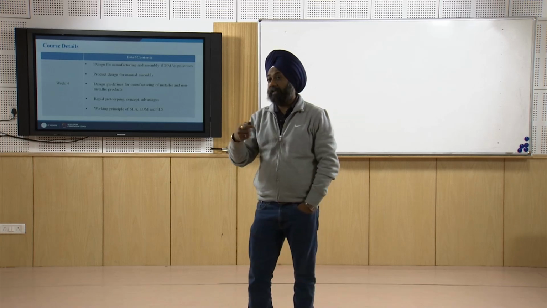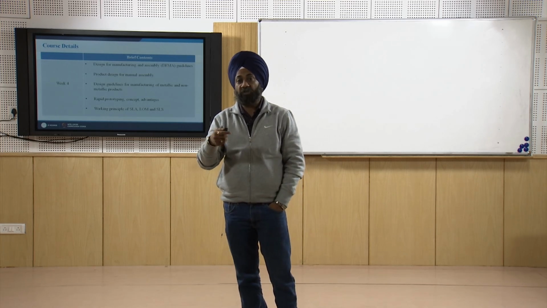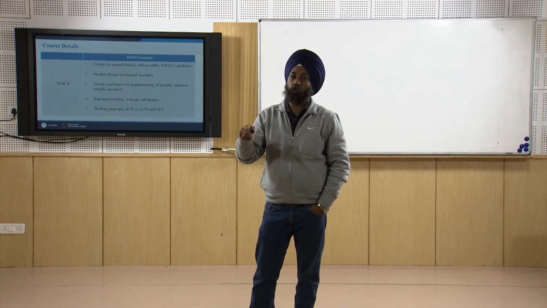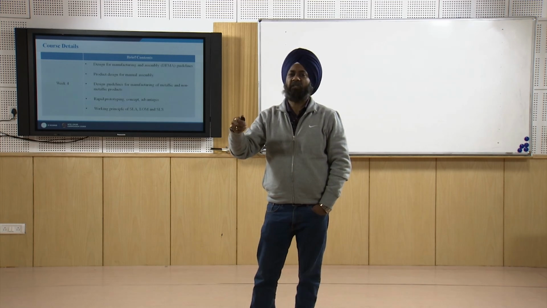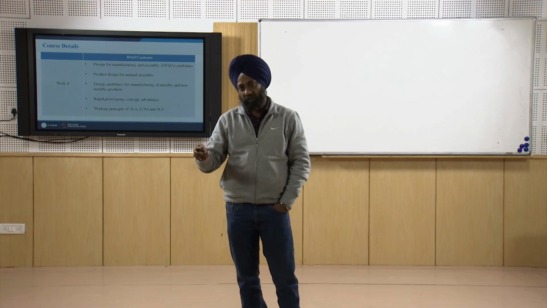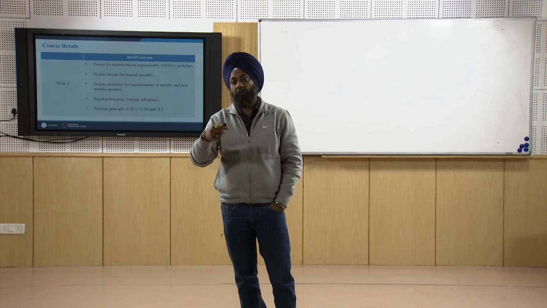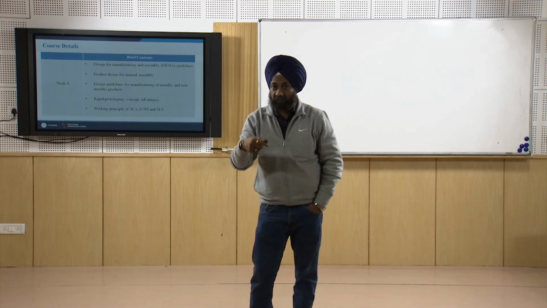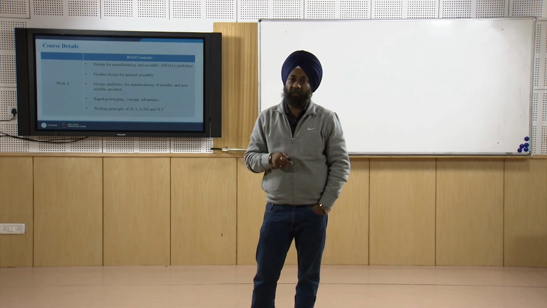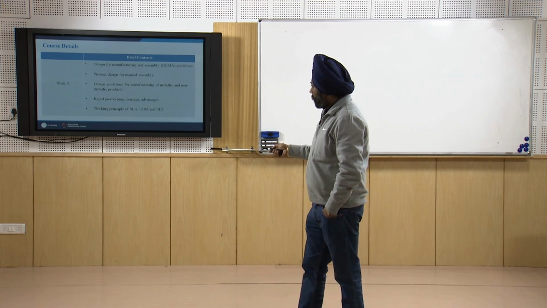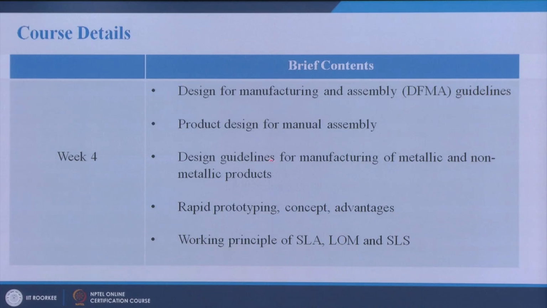What are the standard guidelines or rules of thumb or heuristics which should be taken into account while we are designing a product which has to be later on manufactured by any standard manufacturing process? It can be casting, it can be forging, it can be a sheet metal operation, it can be a machining operation. So we will see what are the standard guidelines to be taken care of. All that will be considered in these particular sessions on design guidelines for manufacturing of metallic and non-metallic products.